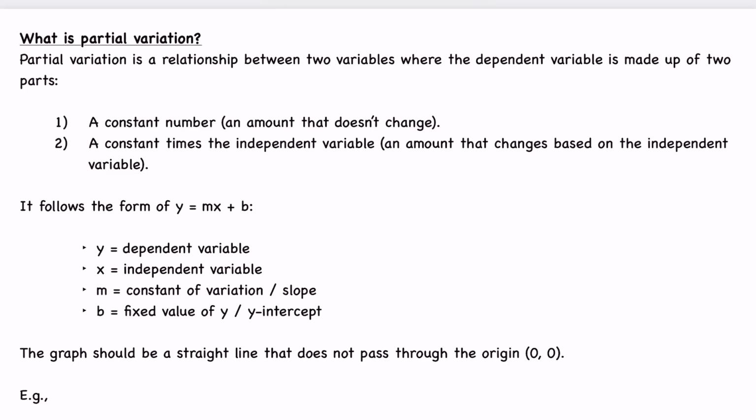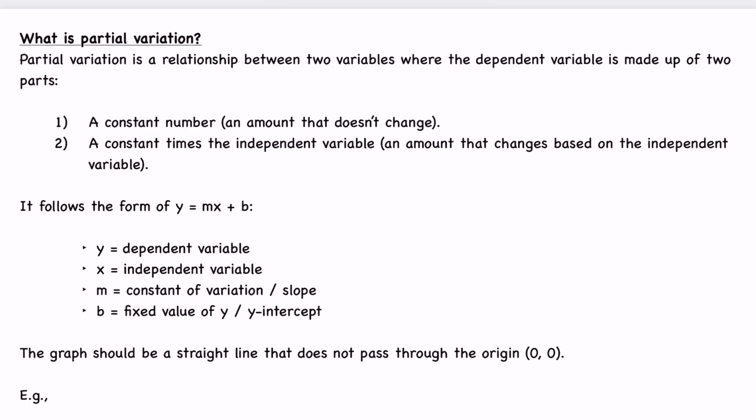Partial variation is a relationship between two variables where the dependent variable is made up of two parts: a constant number, so an amount that doesn't change, and a constant times the independent variable, so an amount that changes based on the independent variable. And it follows the form y = mx + b.